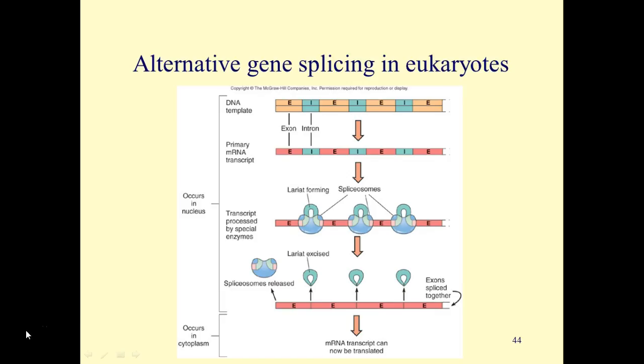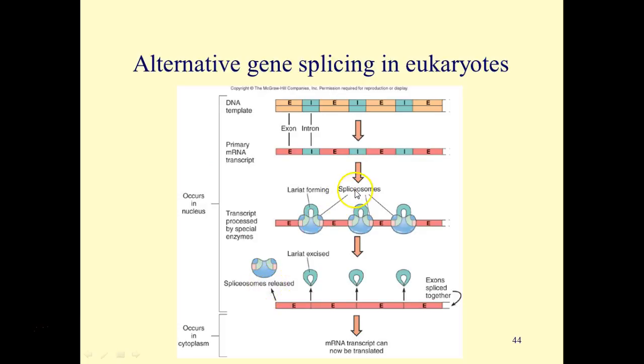So here we can see this alternative gene splicing in eukaryotes. There are exons and introns. Introns are going to be spliced out, and exons are going to stay. I was a bit confused with that. I always think of exons as being exiting, but no, exons are actually what will stay. Introns are going to be spliced out. This occurs in the nucleus of the eukaryotic cell.